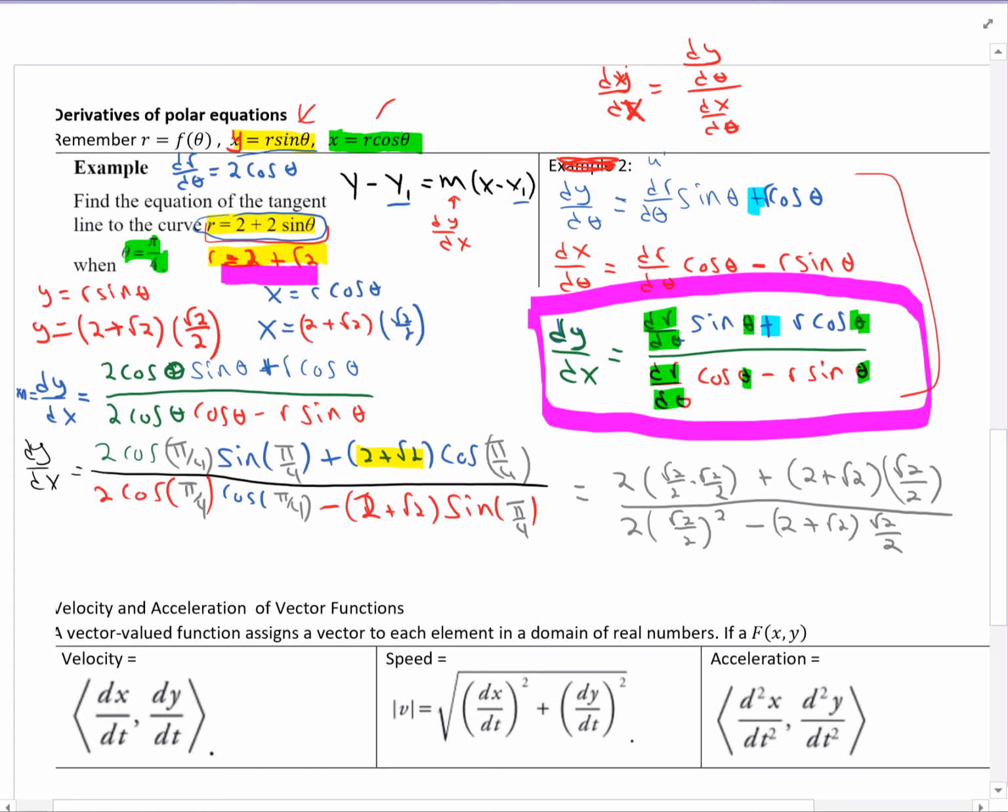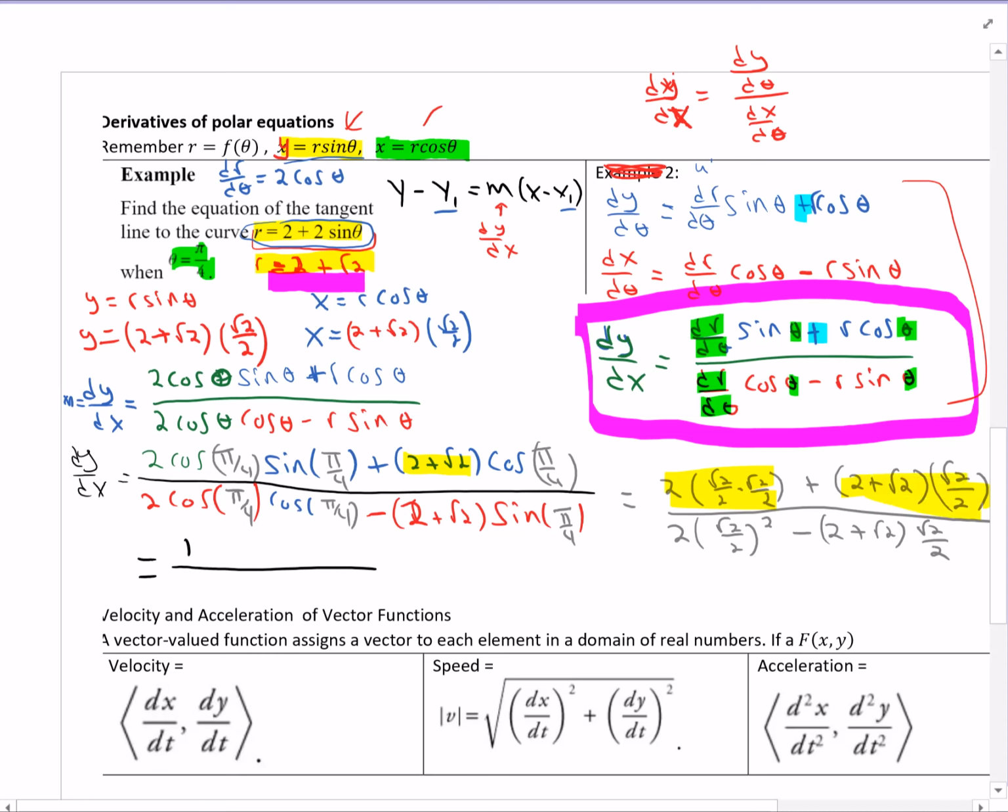And we keep going with cleaning this up. Simplifying this is going to give us root 2 times root 2 is 2, over 4, times 2. 2 over 4 times 2 is 1. So that's 1. Plus, distributing that root 2 into those parentheses here, we're going to get root 2, right? 2 times root 2 over 2 is root 2, plus 1. And then on the bottom, it's going to be pretty similar. The only difference here is the minus sign, right?